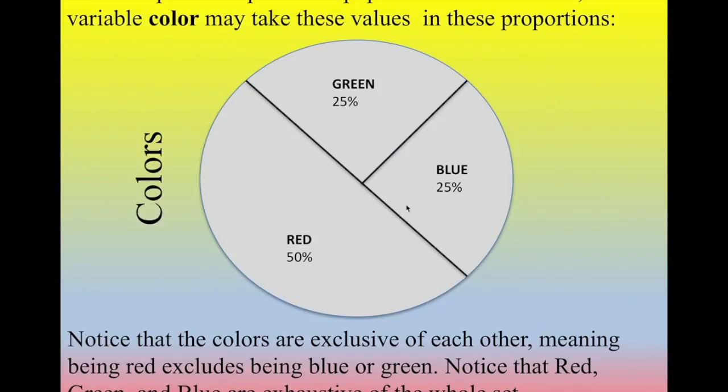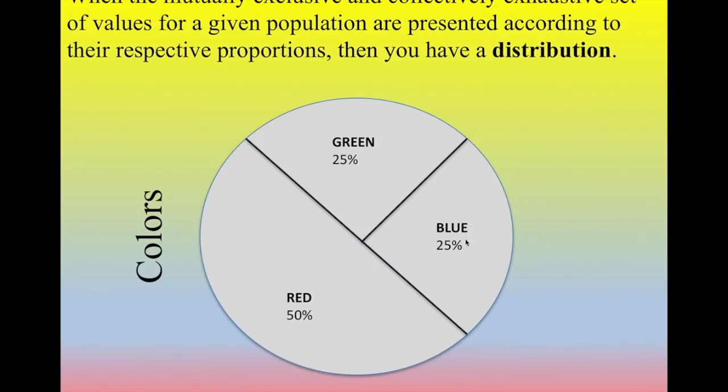And notice that adds up to 100%. So that's collectively exhaustive. I've described all the marbles in the jar by giving the proportion for each color value. And in doing so, I've given you the distribution. That's what we mean by distribution. So if somebody asks you for a distribution for some variable, then you list a proportion for each value of that variable until you've described 100% of the population.